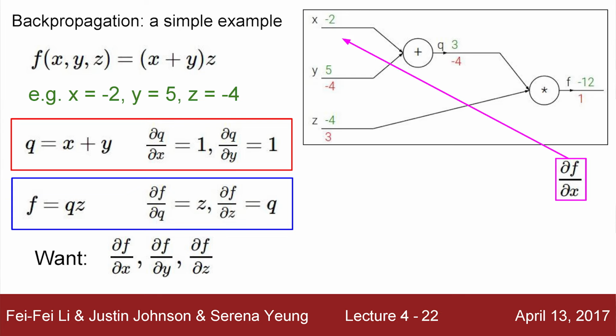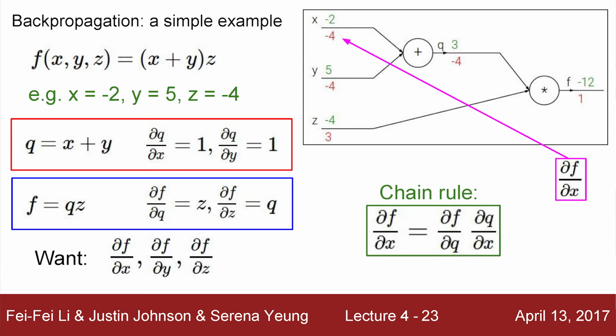And then the last one, df/dx. Same, we're going to use the chain rule: df/dq, the red value, -4, times dq/dx. Again, 1, we get -4. All right, we did it. We did our first backpropagation. Everyone give yourself a hand. Now you guys can say you're experts at backpropagation.